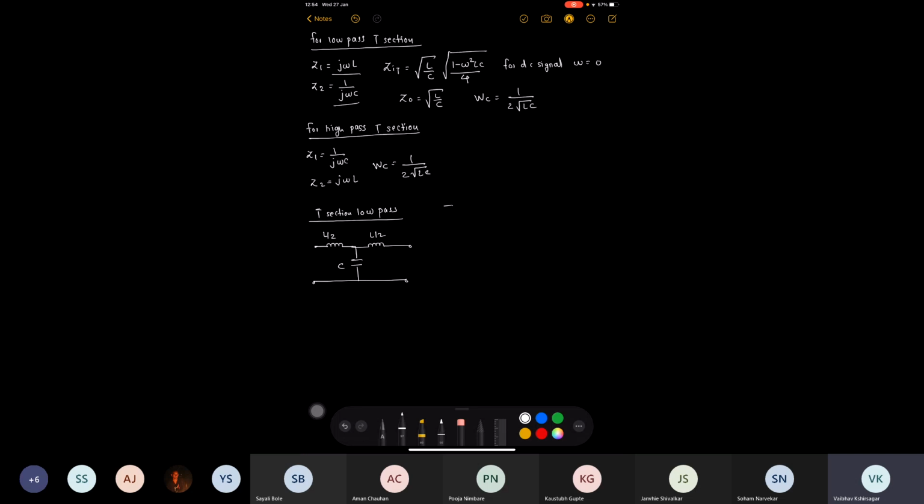Similarly, how is the pi section represented? Pi section low pass circuit.